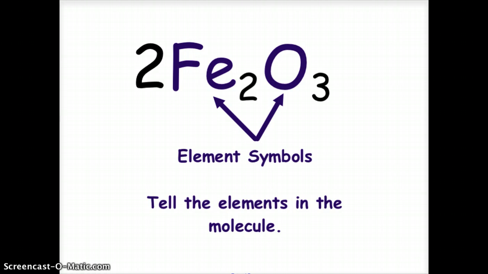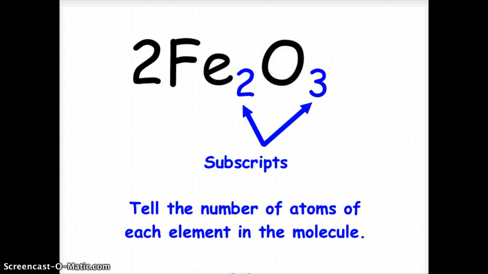So here's a typical shorthand version of a chemical compound. What we have here is 2Fe2O3, and we've talked about this before. This is rust, Fe2O3. The first things we notice are the Fe and the O. Those are the element symbols, so we know that this compound has iron, Fe, and oxygen, O. This tells us what elements are involved in the molecule.